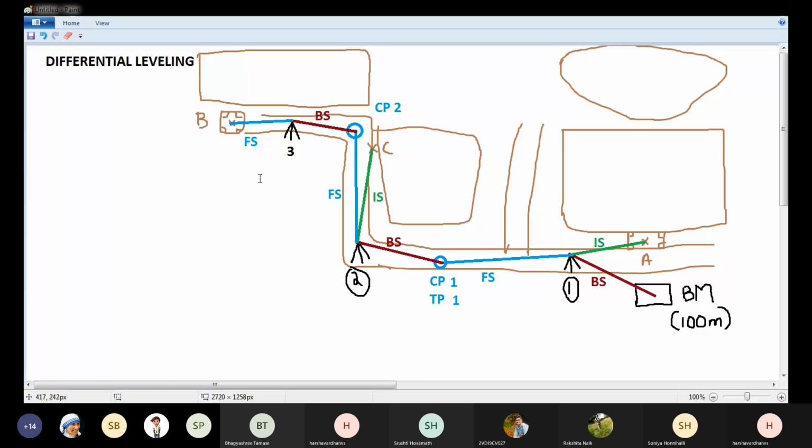If you have understood what is differential leveling, please raise your hand.